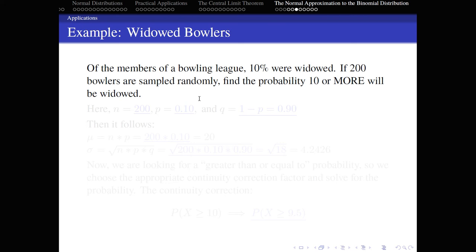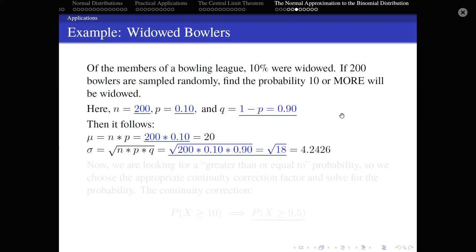All right, coming back, so we've got a 200 sample size. The probability is 10% for any individual that they are widowed, and then the probability that they're not widowed is 90%. We can calculate our mean and standard deviation, and again, we're going to need those for the z transformation, changing these to a z-score, that we're going to do in a bit.